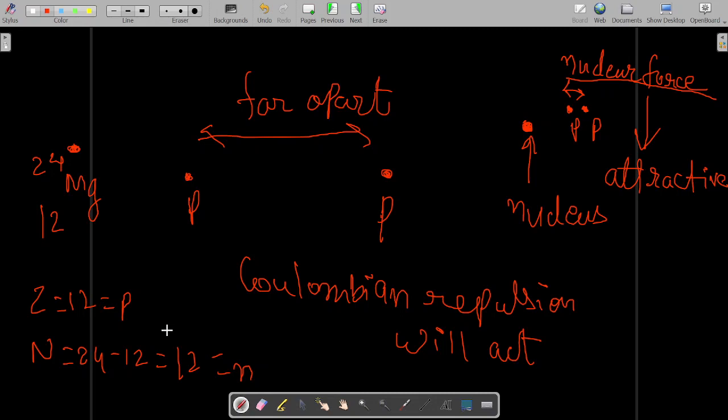Now you must be wondering how 12 protons are being filled inside this magnesium nucleus, because whenever we try to fill the 12 protons in this nucleus, there is Coulombian repulsion between these 12 protons, as they are like charged. They have like charges, right? Like charges.